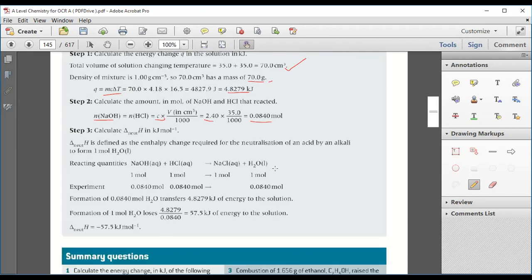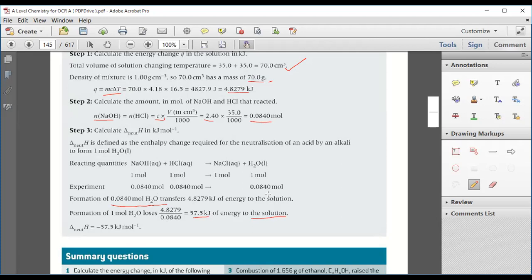Now delta H neutralization: 1 mole will react with 1 mole and give you 1 mole of NaCl and water. So 0.084 will react with 0.084 and give you 0.084 of water. So formation of 0.084 mole of water transfers 4.82 kilojoule of energy to the solution. Now it means formation of 1 mole of water loses this much amount, divided by 0.084, that is 57.5 kilojoule of energy to the solution. So delta H neutralization will be equal to minus 57.5 kilojoule per mole.